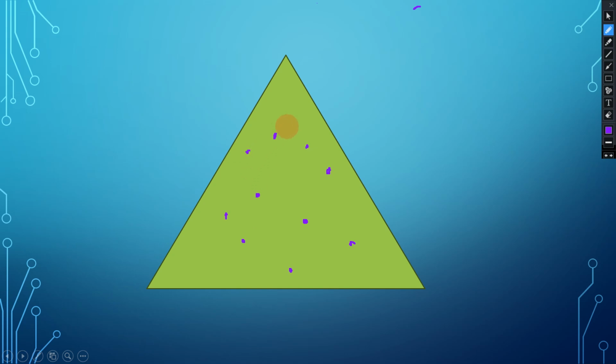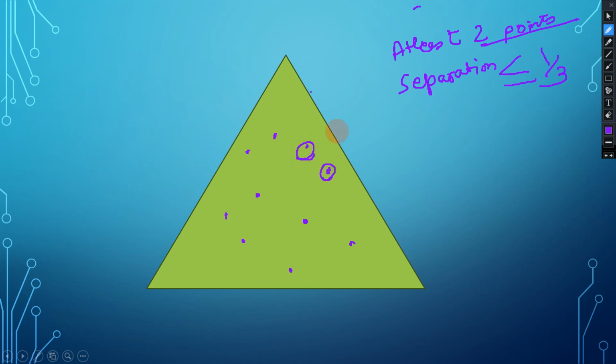And what you have to prove is there will be at least 2 points always, whose separation or the distance between them is less than or equal to 1 by 3. Always there will be 2 points. You will find 2 points no matter wherever these points are, however they are distributed, you will always find a minimum of 2 points whose separation will be less than or equal to 1 by 3.